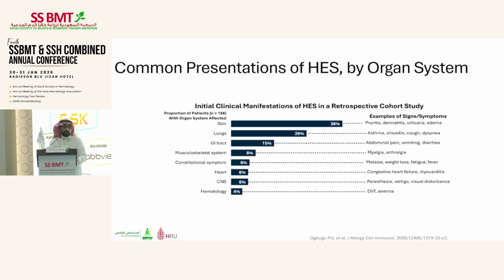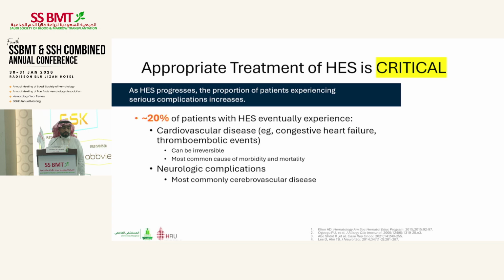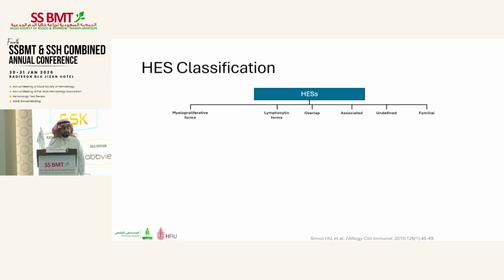Heart, neurological, which is commonly presented if left untreated, and also hematological with DVT, as we mentioned earlier. So treating is critical. Why? Because eventually, if left untreated, 20% of these cases will develop cardiac or neurological symptoms. So it's better to capture them early, treat them, and lower the burden of the disease.